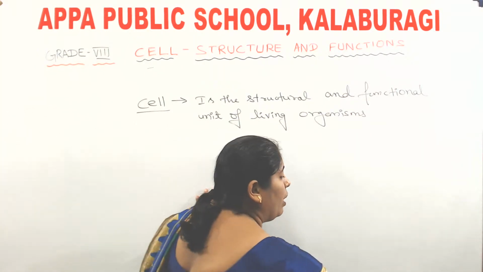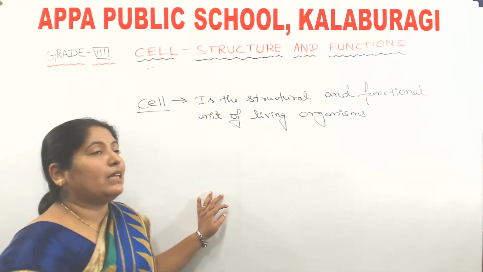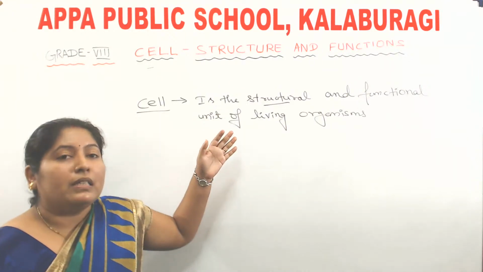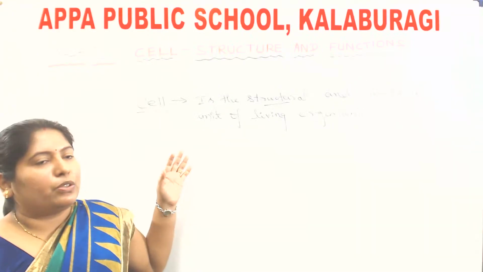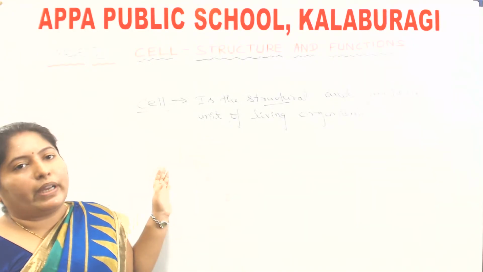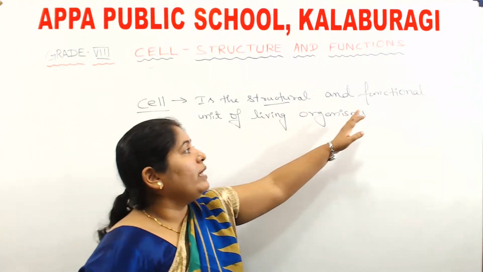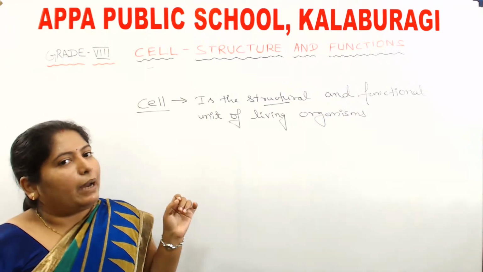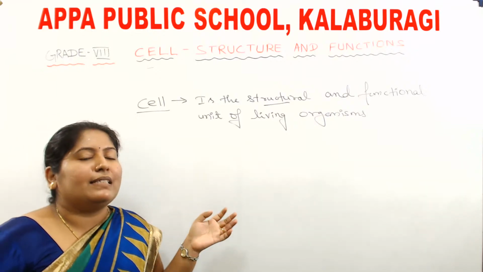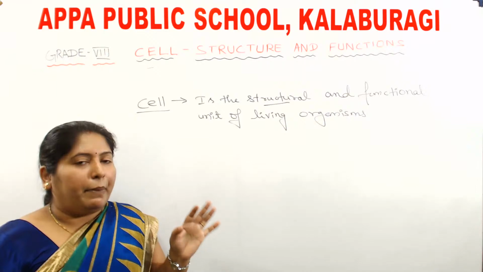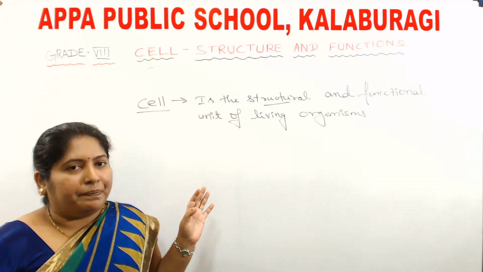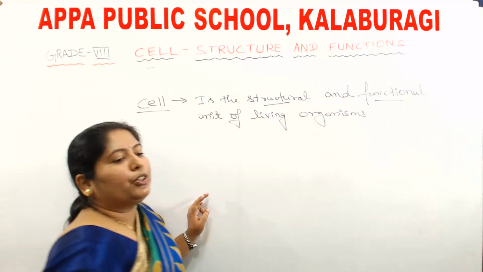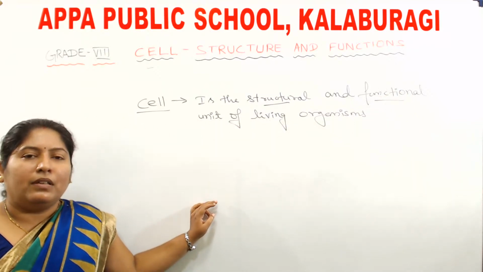I said you just now why we are calling the cell as a structural unit, right? Because it is going to give a particular structure to the living organism. It is going to give a particular shape to that living organism, right? And all the cells are performing their own functions. Maybe all the cells are performing different functions, but one function they are performing. That's why we are calling the cell as a structural unit and functional unit of living organisms, right?